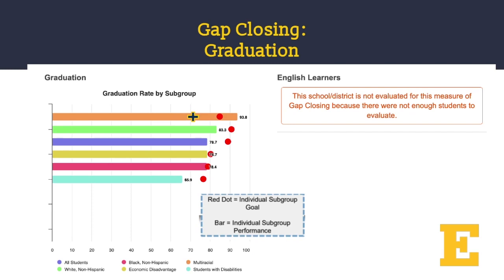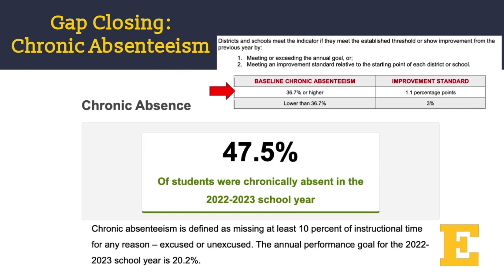And the last measure that makes up gap closing is chronic absenteeism. Chronic absenteeism is measured 2 different ways depending on your district. If you have 36.7% or higher, that was identified for your baseline chronic absenteeism. So last year, we talked a little bit about chronic absenteeism, but it didn't contribute to the component or to the final rating. This year it does. We were in that category. If you decrease or improve your baseline chronic absenteeism by 1.1%, then you met that indicator, and this is a 0 or 5, so we received all 5 points here.